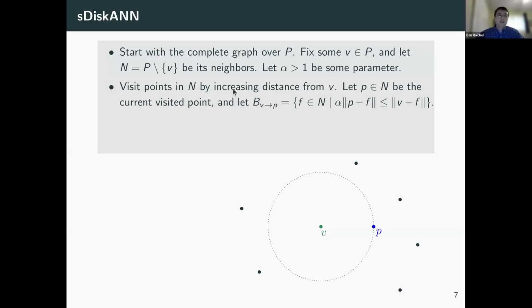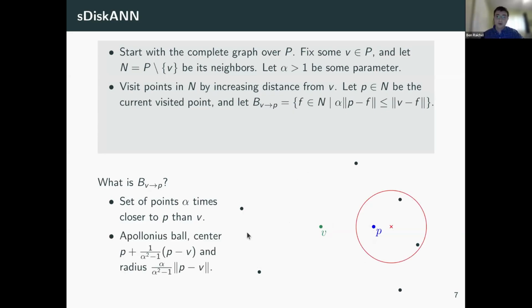Now what I do is I visit the neighbors in the set N by increasing order of distance from V. Initially I'll visit the first one, but later it'll just be whichever one is next in the distance ordering. When I visit this vertex P, the current one I'm looking at, I define the set B_VP. What is this? It's the set of neighbors that are alpha times closer to P than they are to V.